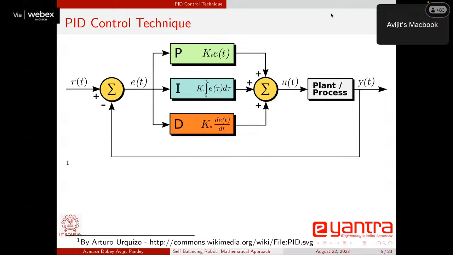But the requirement for the LQR controller is that we need to have a state space model in place for the plant. So let's look at how we can derive a mathematical model for the plant.